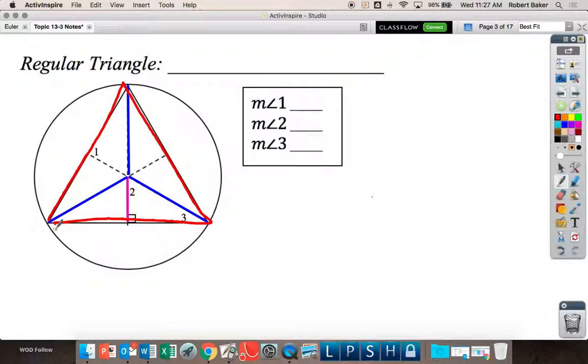So 360 divided by 3, how big is each central angle? 120. And how big is this central angle? This one right here, the whole blue angle. 120. Alright, so if I cut 120 in half because apothems bisect central angles, how big is each angle here? 60. 30. So now when I solve this, every equilateral triangle will create a 30, 60, 90 right triangle. Every single one.